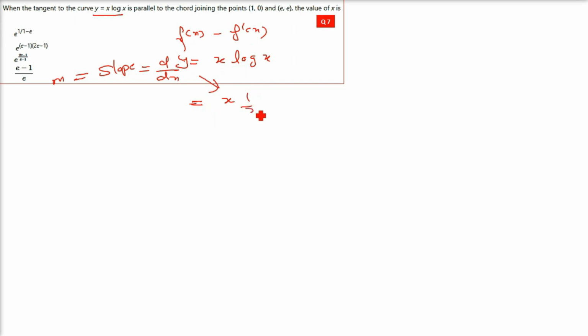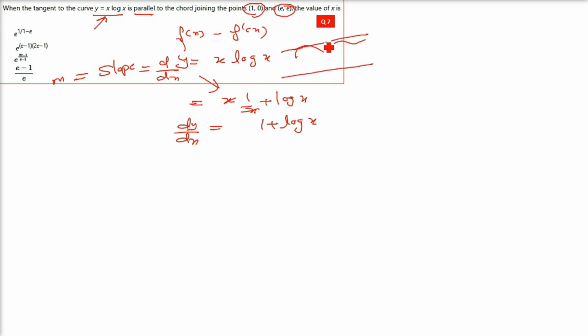That is the differentiation. It is x into 1 by x plus log x into 1. So it is going to be 1 plus log x. 1 plus log x is the slope, is the tan theta, is the m. This is dy by dx. Now the next thing is parallel to the chord. Now the tangent, this is a curve, you have a tangent and that tangent is parallel to a line joining (1, 0) and (e, e). So these two are the points, 2 points on that line, which is a chord which is parallel to our tangent to the function y is equal to x log x.